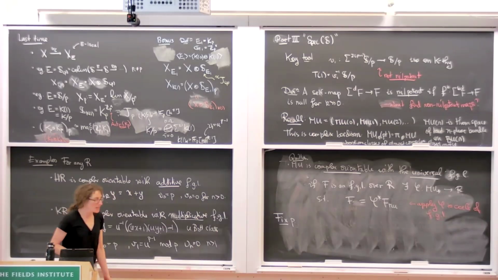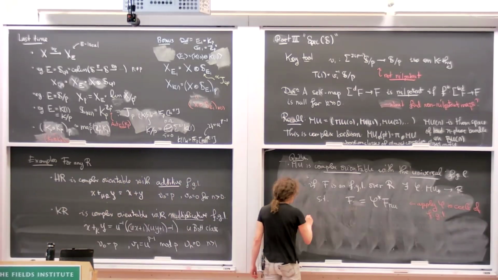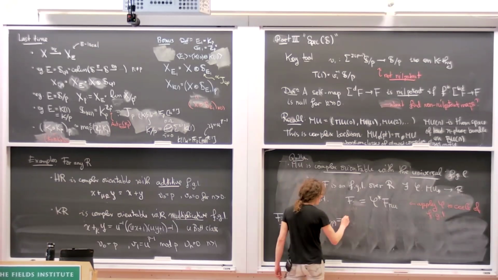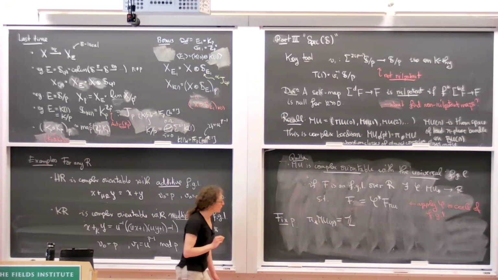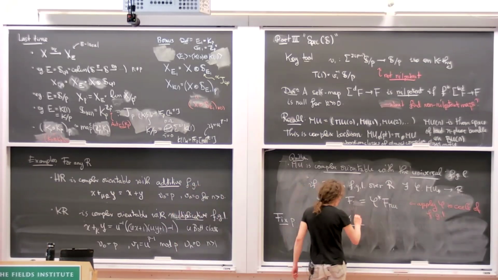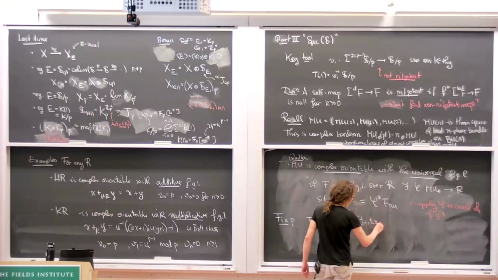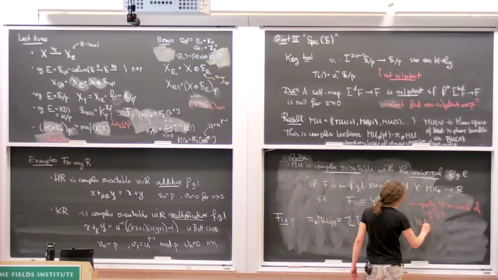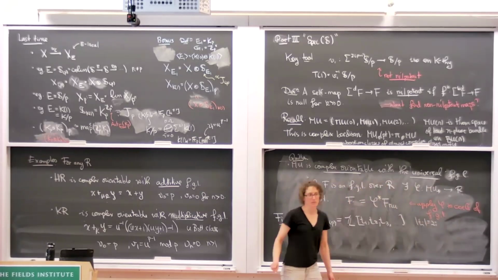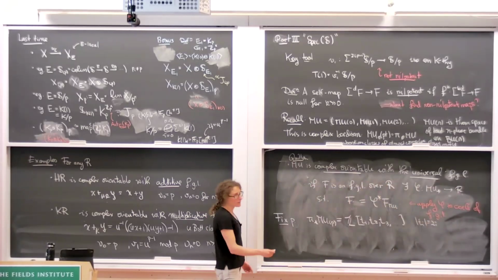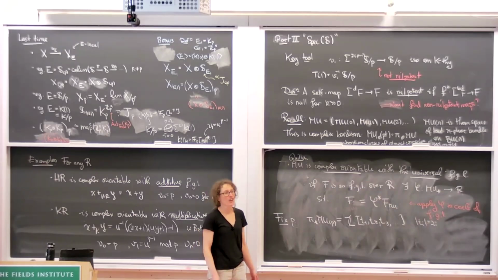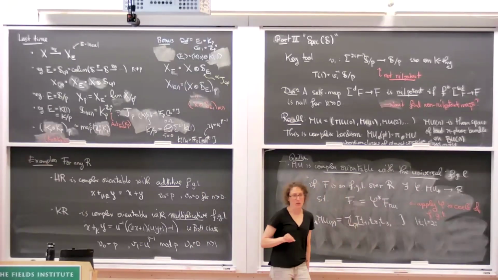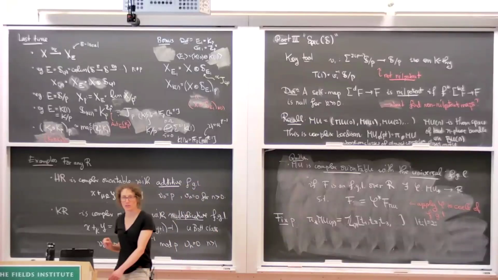I'm going to fix a p, and I'm going to localize the homotopy groups of MU at p, or MU at p, and look at homotopy groups. Well, the homotopy groups of MU are polynomial on a countable collection of generators where the t_i have degree 2i. So if I localize at p, I just localize the coefficients.